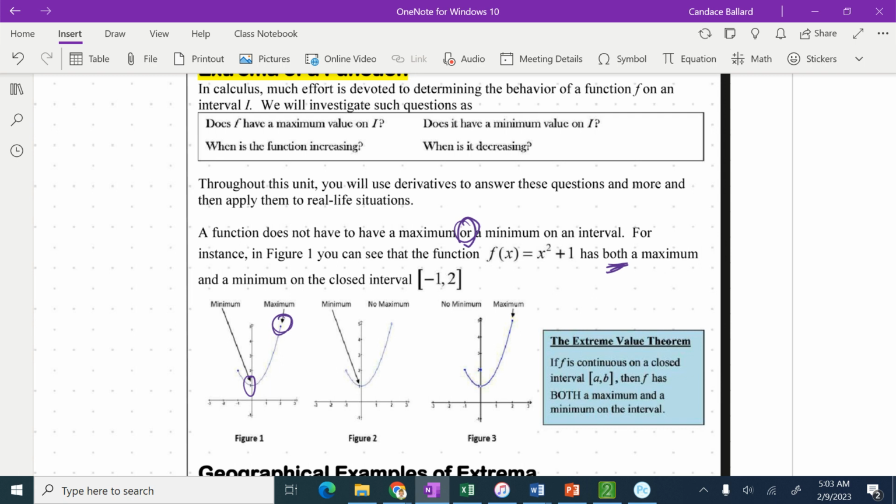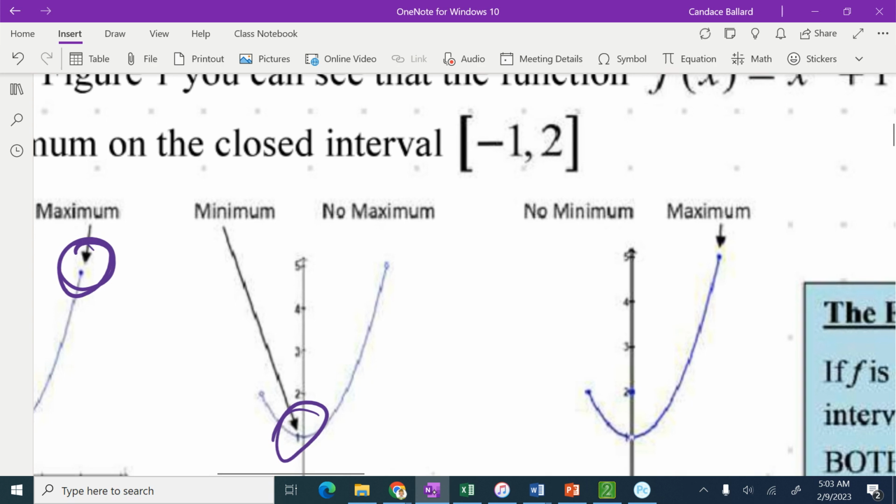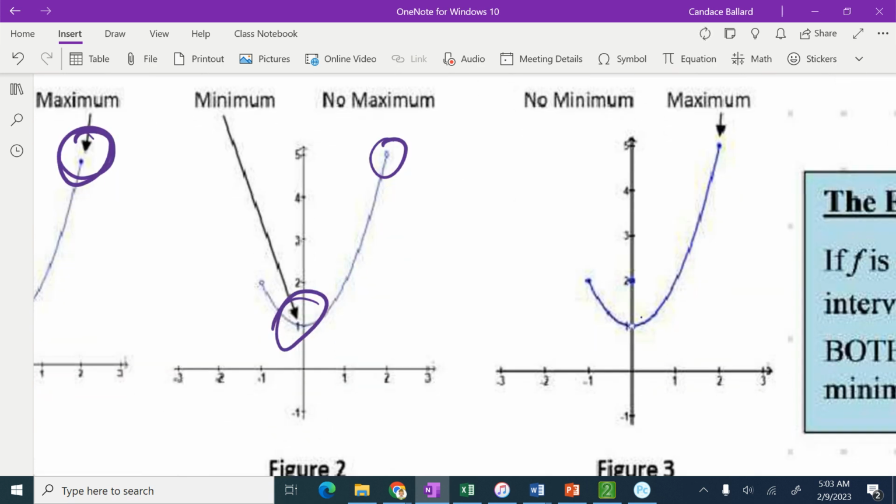In figure 2, it has a minimum, but because this is an open dot, I know it's tough to see, that's an open dot, there's no maximum. In this one, because the open dot is down at the bottom, there's no minimum, whereas right here, there's a maximum.